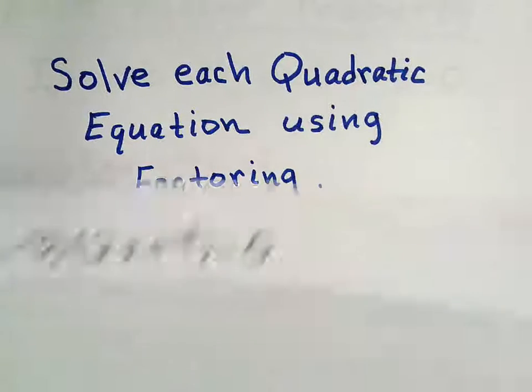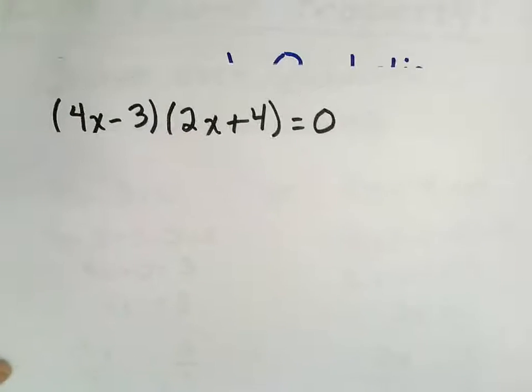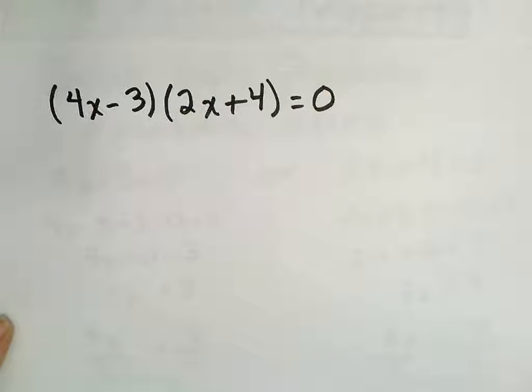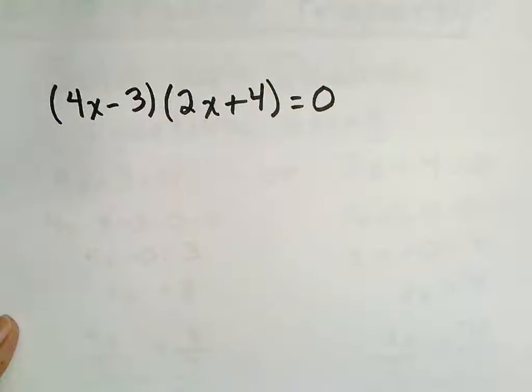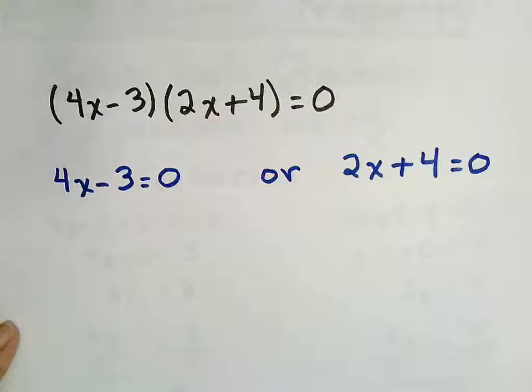Well, the first equation is the quantity 4x minus 3 times the quantity 2x plus 4. Notice it's already in factored form. So all we have to do is set each factor containing a variable equal to 0. So you see I set each factor containing a variable equal to 0.